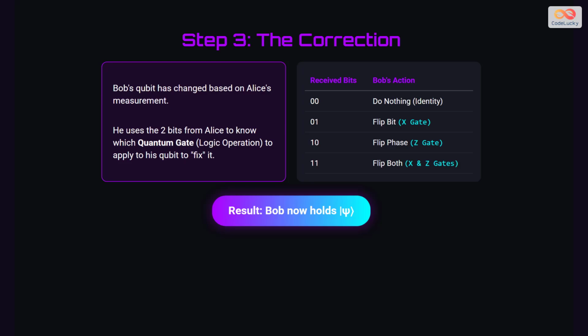Once Bob receives the two bits from Alice, he knows exactly what happened to his half of the entangled pair. Depending on the two bits he received, 00, 01, 10, or 11, he applies a specific quantum logic gate to his particle. This operation corrects his particle.